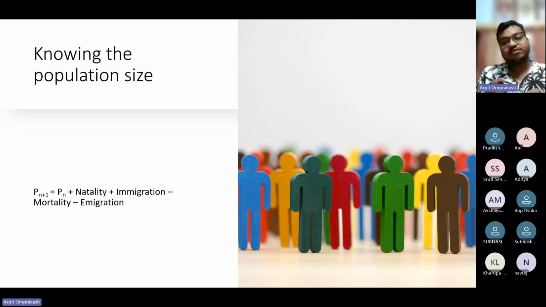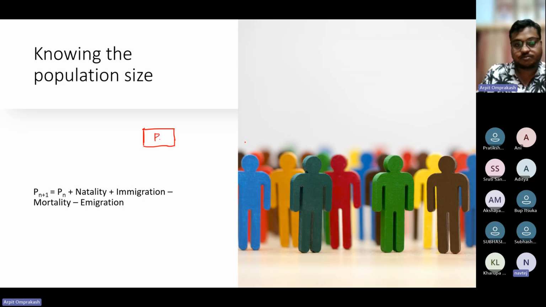For that, we need to go back to our equation for estimating the population size. Here the equation tells us that you have a population, Pn, at time n. Different kinds of forces act on it. One is natality, which is birth. Births will keep increasing the population. Similarly, the other thing that increases the population is immigration.